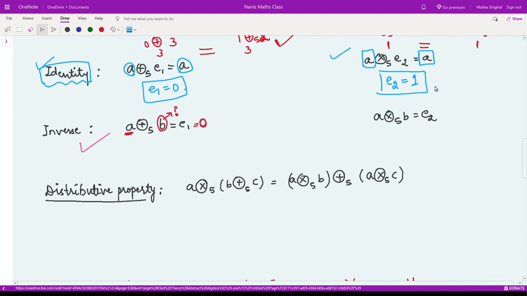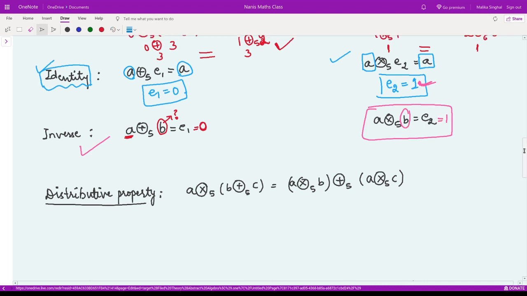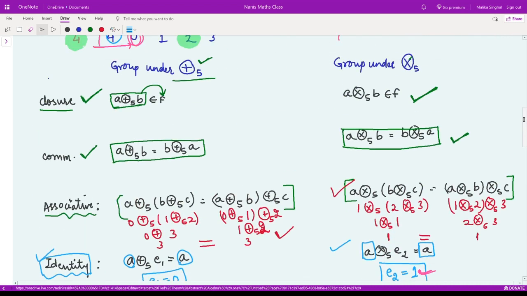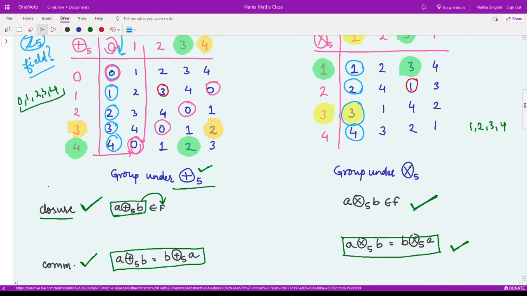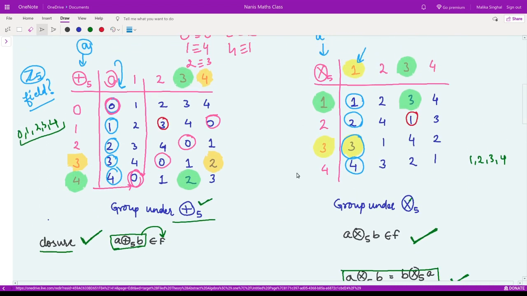Now, what is our E2? Our E2 is equal to 1. So let us see the inverses in this case. That means I am looking for some number b over here such that when I take multiplication mod 5 of these two numbers, I'll get the identity, which is equal to 1 in this case. So what should we do? We should locate where this 1 is in this table, right?